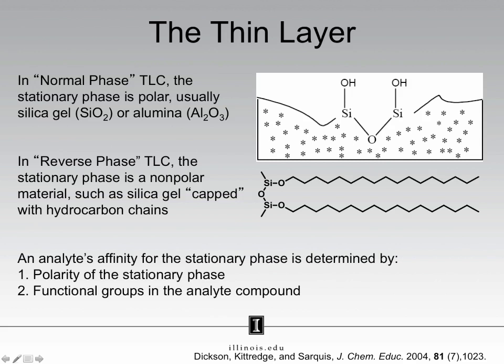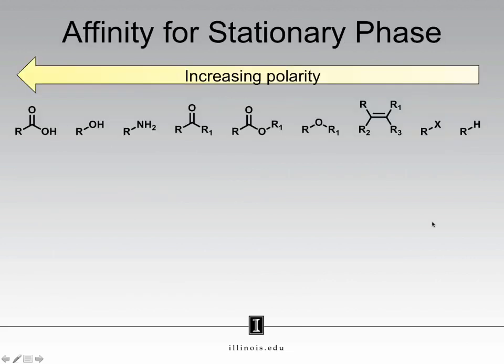The type of phase you use matters a great deal. An analyte's affinity for the stationary phase, or in other words, how strongly an analyte sticks to the stationary phase, depends on the polarity of the stationary phase and the functional groups in the analyte compound. Here is a general listing of common functional groups you can find on organic molecules. Here on the right, we start with standard hydrocarbons and alkyl halides, and as we go towards the left, we start seeing heteroatoms, and you might notice a trend.